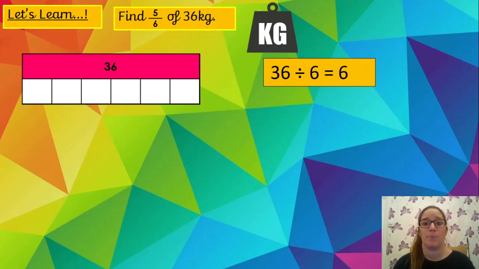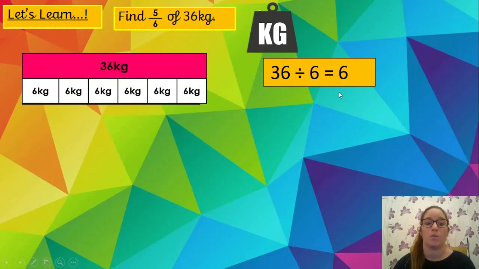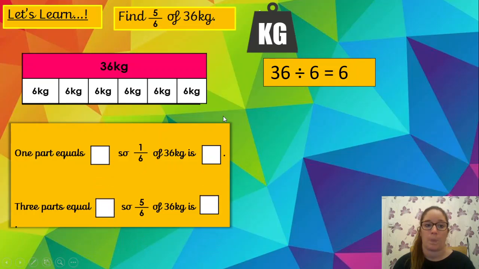36 divided by 6. Because we've got our whole number and we know how many pieces we're dividing it into, we divide it to see what each piece is worth. Each box is worth 6 kilograms, because we know that 6 lots of 6 equals 36. So, what does 1 part equal? So 1/6 of 36 is 6 kilograms.